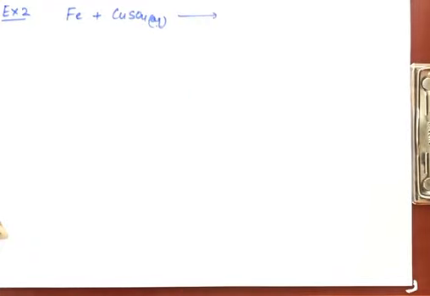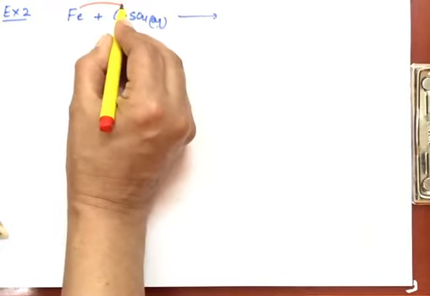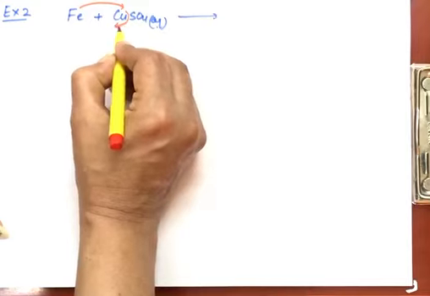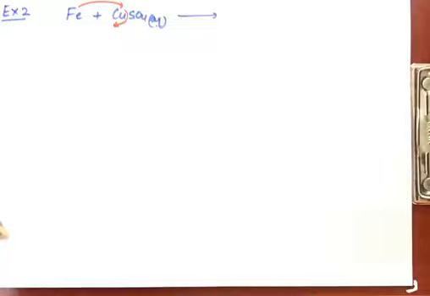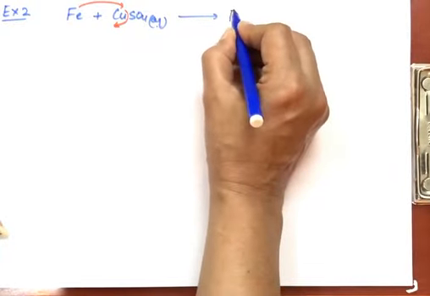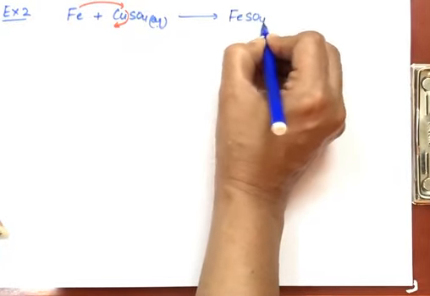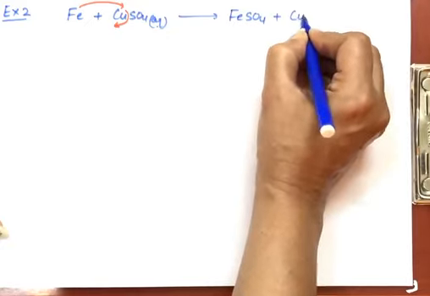Now, even here, iron is more reactive than copper, so it will displace the copper. Copper will take the place of the iron, and iron will take the place of copper. And as a result of this reaction, we will get FeSO4, and copper metal will come out from this.